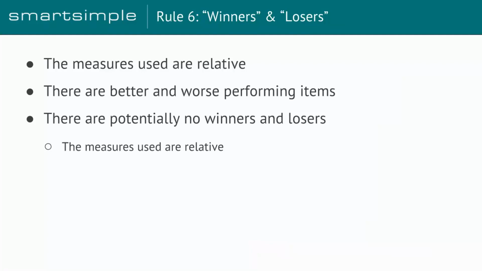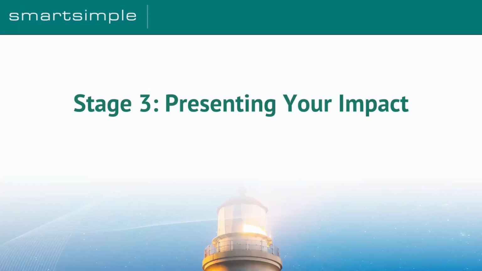Rule number 6, we call winners and losers. I struggle with that term a little bit because it's a relative measure, so there really are no winners and losers, but we tend to like to look at things that way. What's doing the best? What's doing the worst? How well is our money being spent here? How much do we have to focus on how poorly our money perhaps is being spent there? There are better and worse performing items all the time. But remember, these are relative. We're looking at a relative set, so within the set we've got who's doing the best and who's doing the worst.